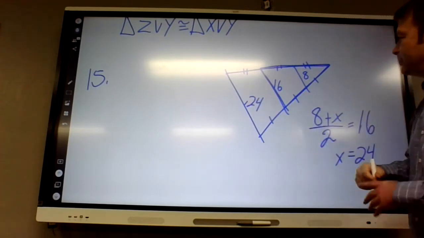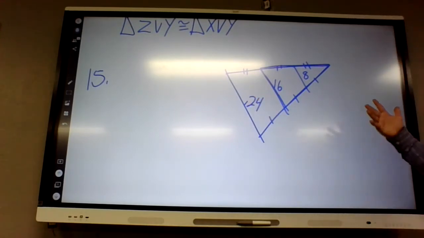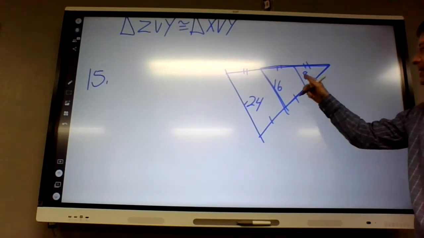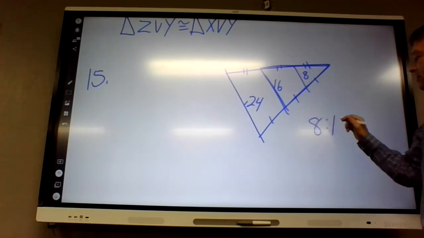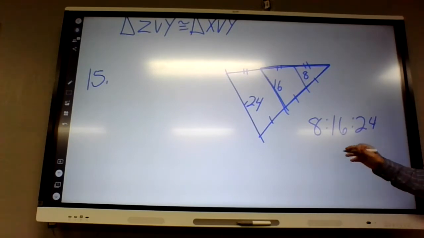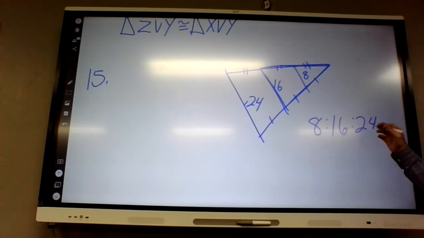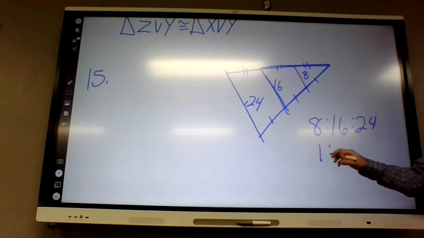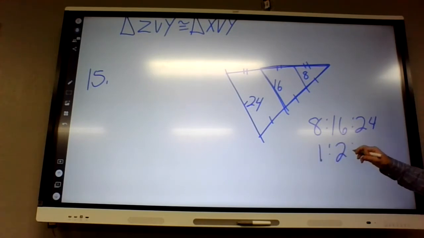24. Okay, so the extended ratio is 8 to 16 to 24. But guess what? Do ratios reduce? Yeah, they do. They're kind of like fractions. So what can we divide all these by? 8. Yeah, the biggest thing we can do is 8. So divide by 8, we get 1 to 2 to 3.